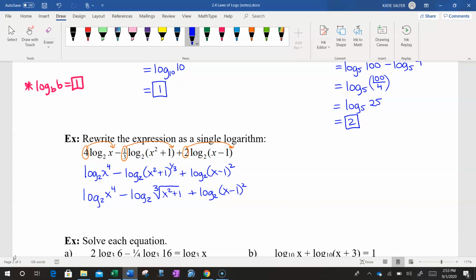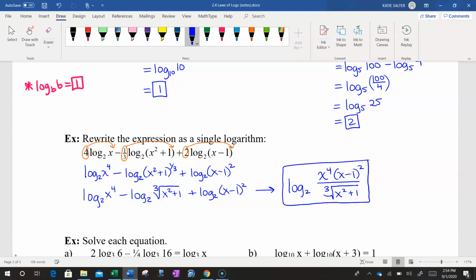Now that we've taken care of all of that, we can put it together. Anything that's being subtracted goes in the denominator, and anything that's being added goes in the numerator. You also could use your commutative property here and rearrange these terms. You don't have to, but you can. So ultimately what we get right here is we have log base 2. In the numerator, we're going to have x to the 4th and the x minus 1 squared because it was also being added. The only part being subtracted is that middle term. And then we'll have divided by the cube root of x squared plus 1. And that is our final answer. It's that condensed logarithm.